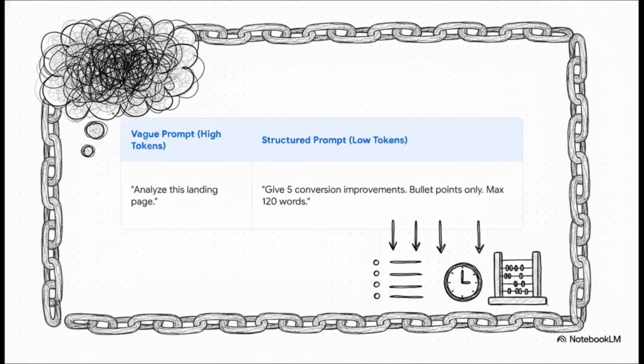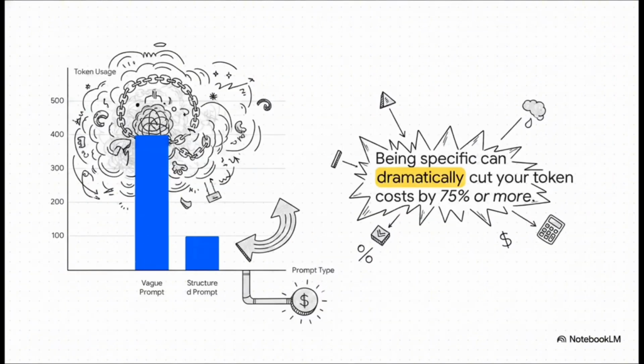I want to give you a real example, okay? So for instance, you're working on your website, you have a landing page, and then you go into Claude and you say, can you analyze this landing page, right? You might end up getting like 300 to 500 words from Claude. And that's good. That's a lot of details. But if you go into Claude and you say something like this, maybe give me 5 conversion improvements, bullet points only, maximum 120 words, you just cut your token usage by more than half.